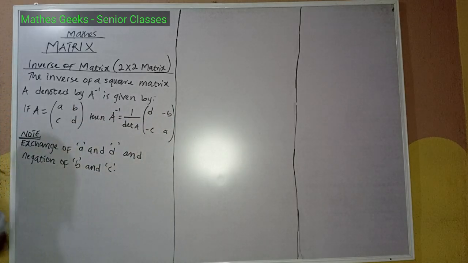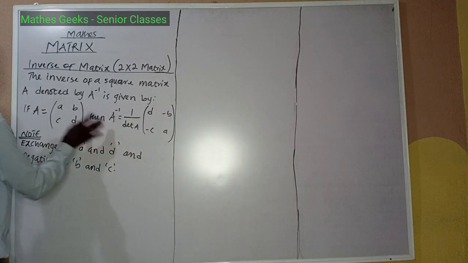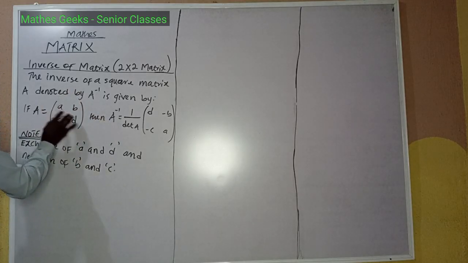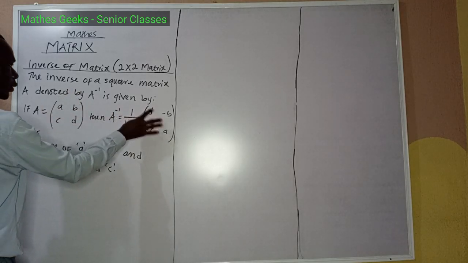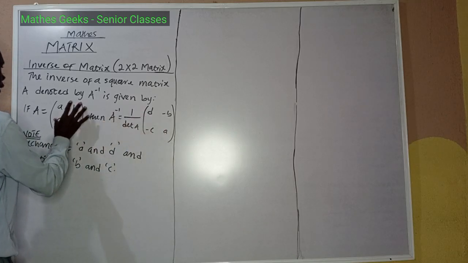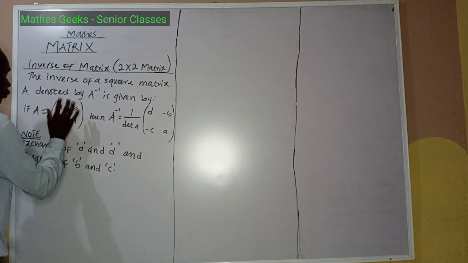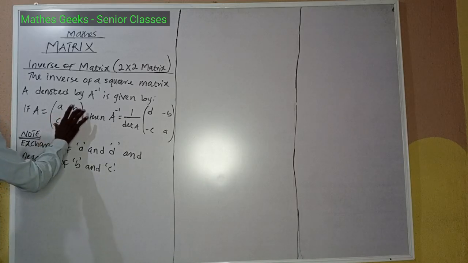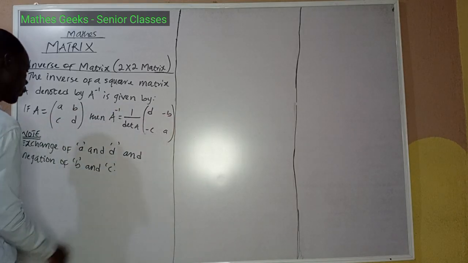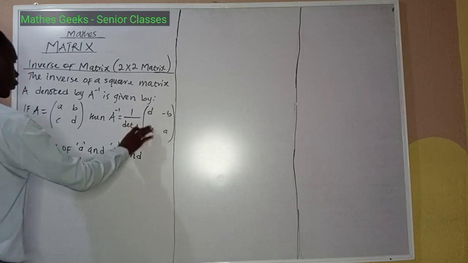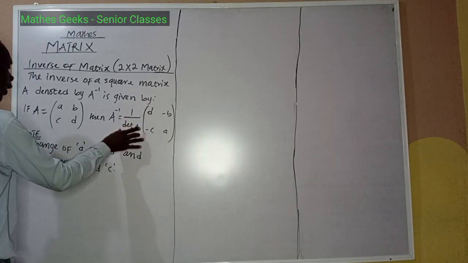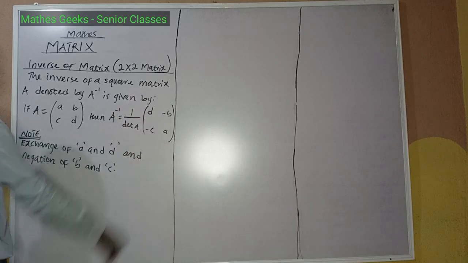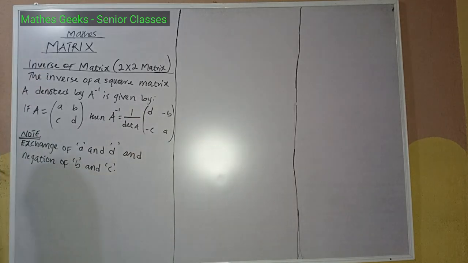So in a nutshell, to get the inverse of the matrix, just exchange the entries A11 and A22, and then negate A12 and A21, which are these two entries. And then you also have to get the determinant of the matrix A, and then you solve it like this to get your answer.